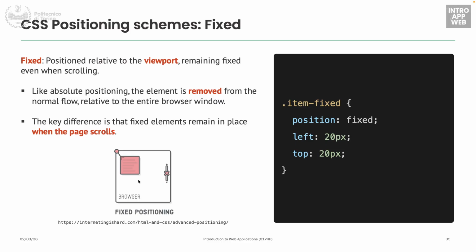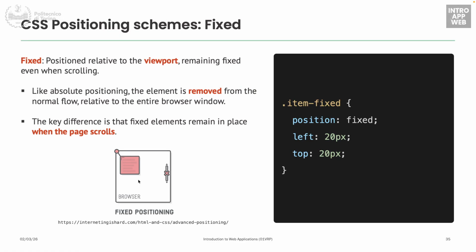We have the fixed one. What's the characteristic of the fixed one? That it is positioned in relation to the whole viewport. We can think of the viewport as the window, no? So if we want an element to have a specific position in the window, then the positioning method that we can use is the fixed one. Okay, so it's not concerning its parent, it's not concerning its original position, but this one is regarding the window. We want to place a specific element in some position in the window, then we use the fixed one.